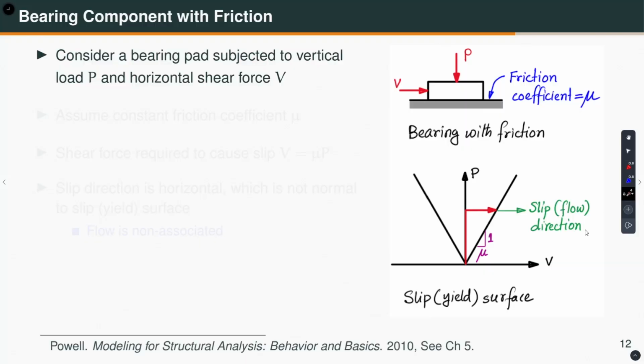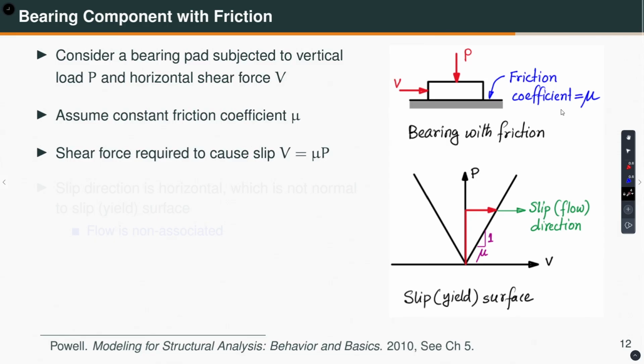So, let us consider a bearing pad. Let us say I have a bearing pad like this, and it is subjected to a vertical force P and a horizontal shear V, and this is sitting on a surface. Let us assume the friction coefficient is mu and it is constant. This constant mu can be questionable, but still let us assume that the friction coefficient is constant.